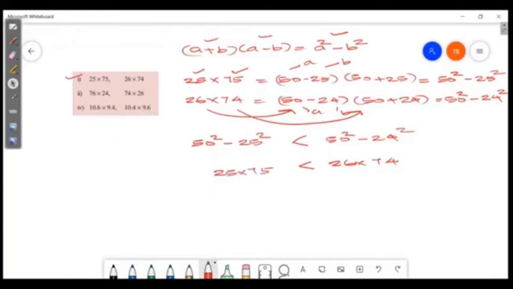In other words, 25 into 75 is smaller than 26 into 74.